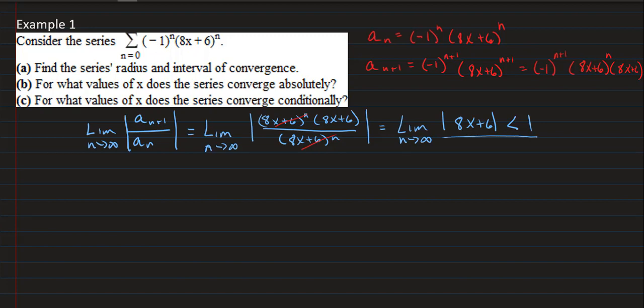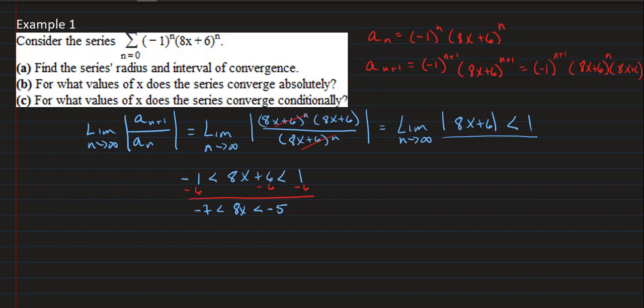In order to solve that inequality for x, I'm going to set up a compound inequality that goes from negative 1 is less than 8x plus 6 is less than 1. To get the x by itself in the middle, I'm going to subtract 6 from all three parts, and that's going to give me negative 7 is less than 8x is less than negative 5.